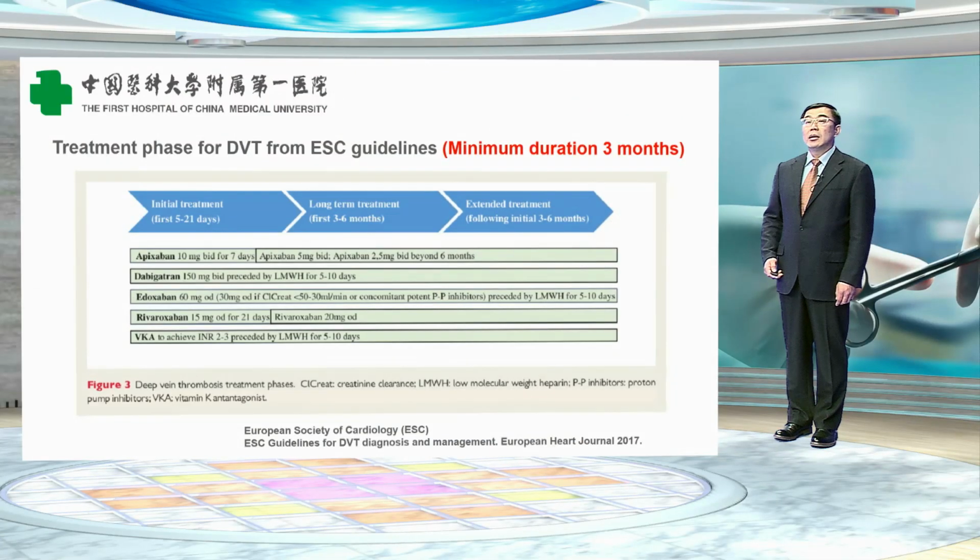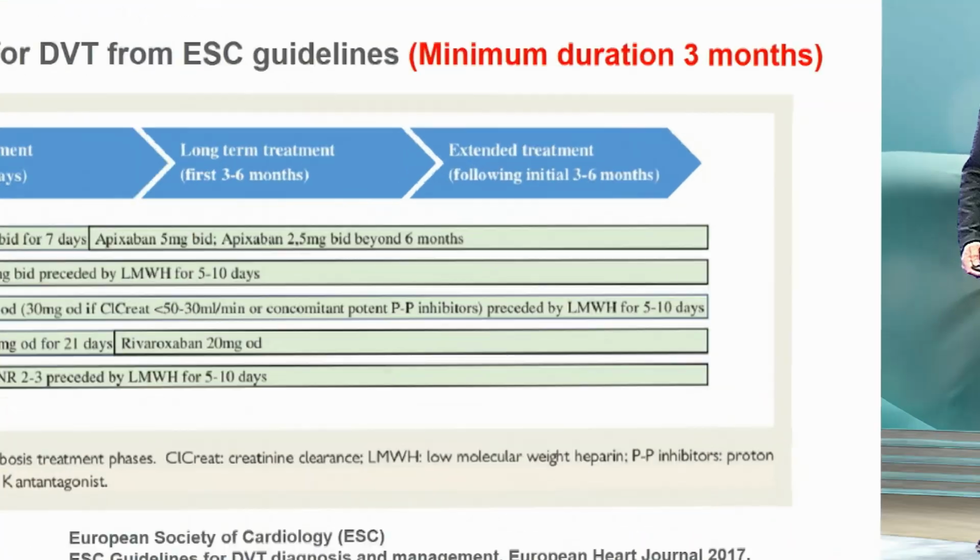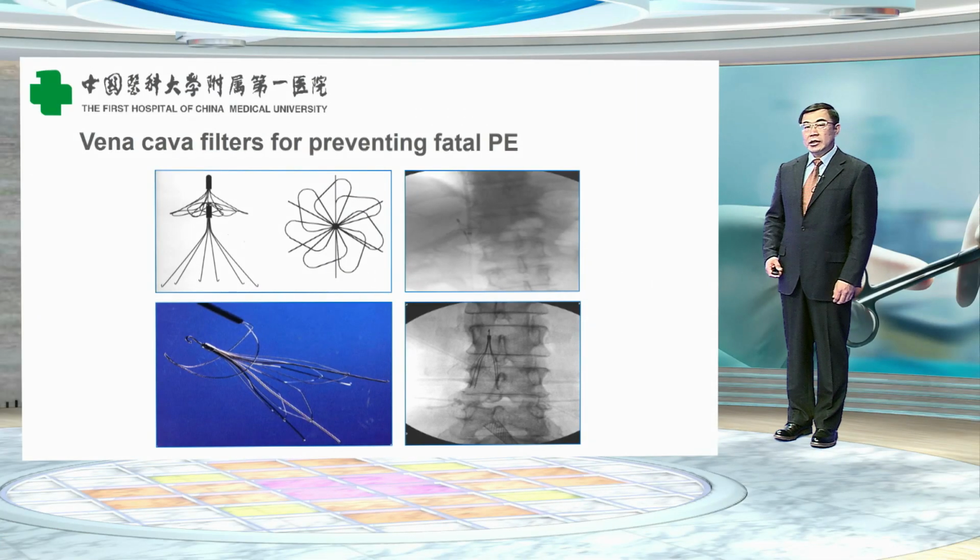Based on many guidelines, the minimum duration of treatment should be at least 3 months. Some VTE patients with cancer or recurrent VTE may need extended treatment, even lifelong treatment. Some patients need a vena cava filter to prevent fatal PE. You can see the different kinds of filters.